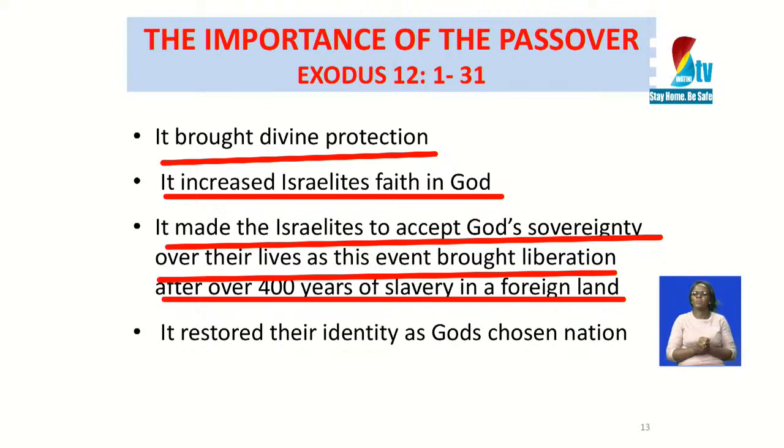So finally, it restored their identity as God's chosen people. You know, after being enslaved for over 400 years, these people were probably hopeless. They had forgotten who they were. But after this incident, after God had remembered them and brought release and brought Moses and Aaron to release them, of course, it restored their identity. They remembered who they are, that God had made a covenant with Abraham, their forefather, that he will be their God and he will look after them, my dear Lena.